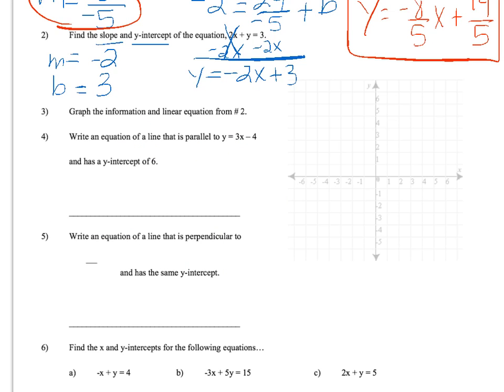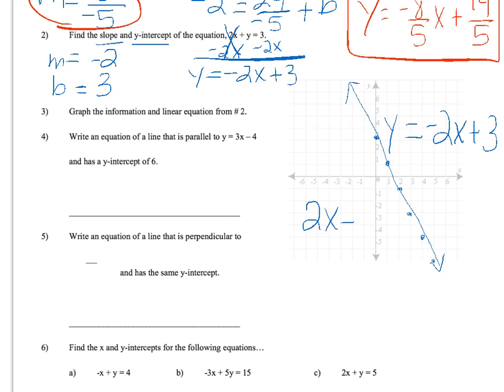So I go to the b value of positive 3, crossing the y-axis at 3. And since my slope is negative 2, I'm going to count down 2 over 1, down 2 over 1, giving my line a negative slope. Using a straight edge, draw my line, connecting the dots, hopefully better than I just did without a straight edge. And you can label it y equals negative 2x plus 3, or you can label it with the original equation, 2x plus y equals 3. So that's question number 3.